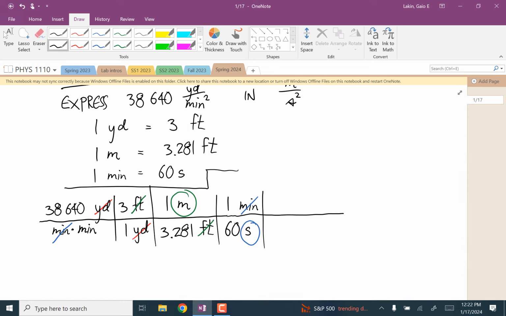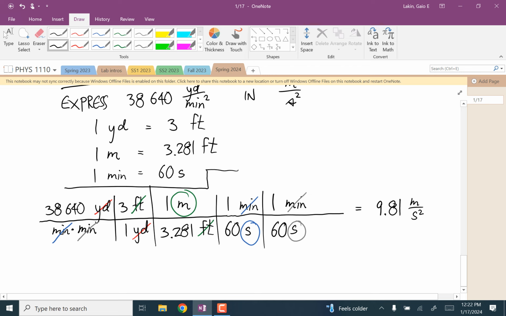Now I'm going to do the same exact thing again. We have 1 minute over 60 seconds. This minute cancels this one, and all of our time units are seconds. The only units we have left are meters per second squared, seconds times seconds. Multiply out the numbers, and we get a value of 9.81 meters per second squared.